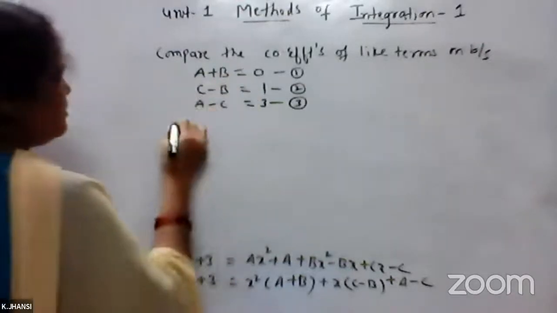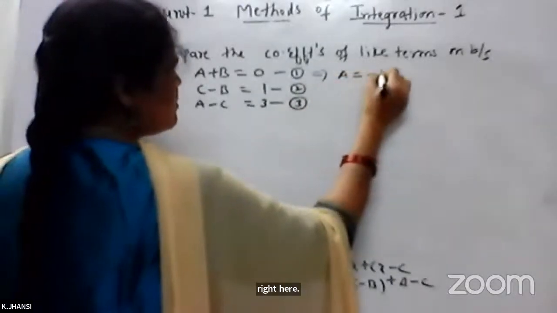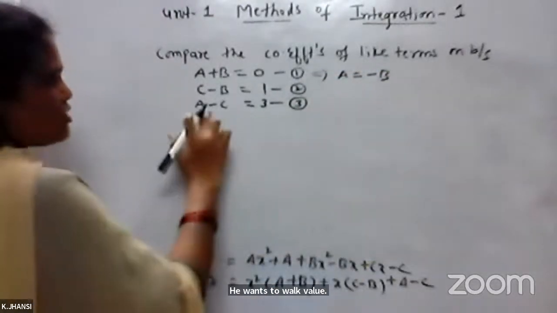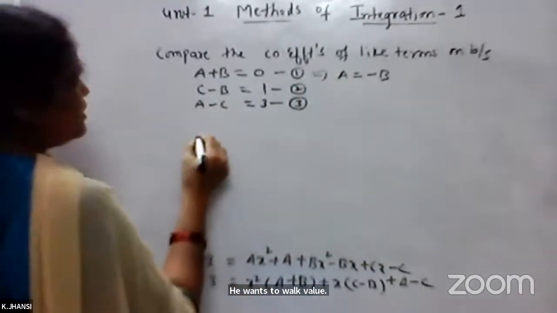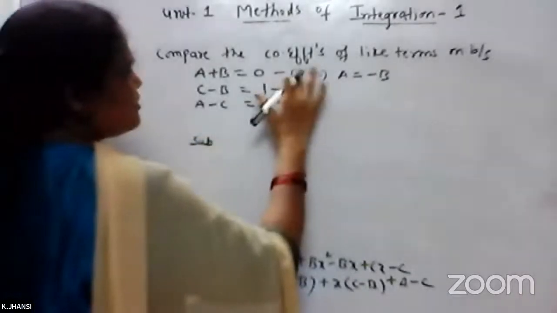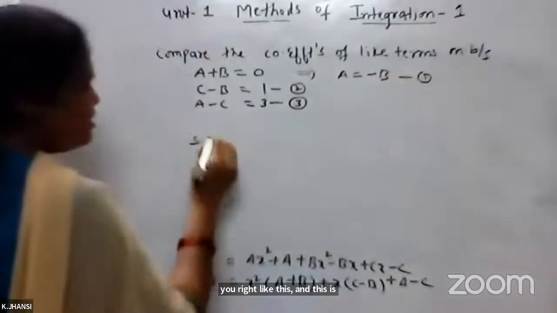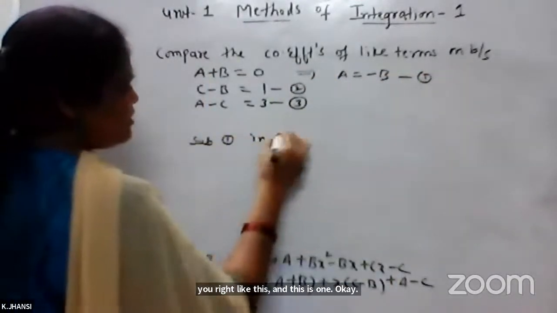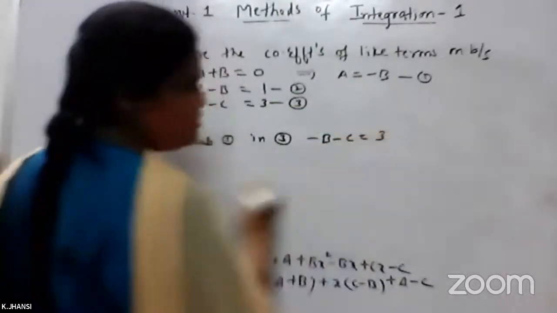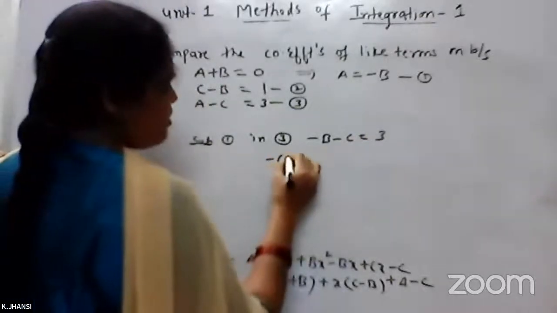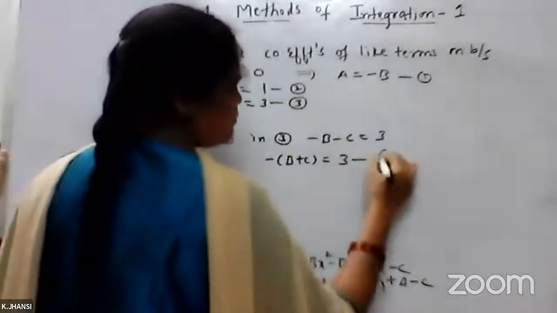So from the first one, or you can write here only, a is equals to what value? Minus b. Okay. So this you can substitute in 3, no? So a is minus b means what you will get? You write like this, and this is 1. Okay. Substitute 1 in 3. So a value is minus b. So it is minus b minus c equals to 3. So if we take out minus common, b plus c is equals to 3. Okay. You can take this as 4.